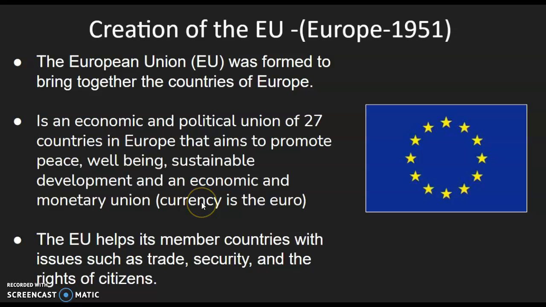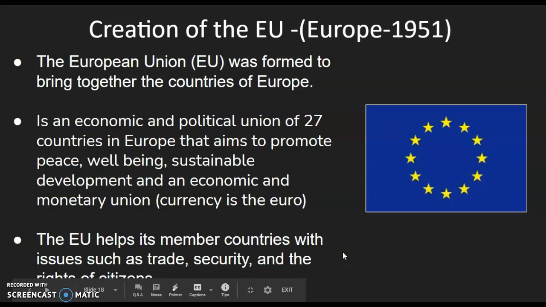In other words, they're going to cooperate in all of these things, being peaceful, trying to develop economically. They even share a common currency, which is called the euro. Okay? The EU helps its member countries with issues such as trade, security, and the rights of citizens.